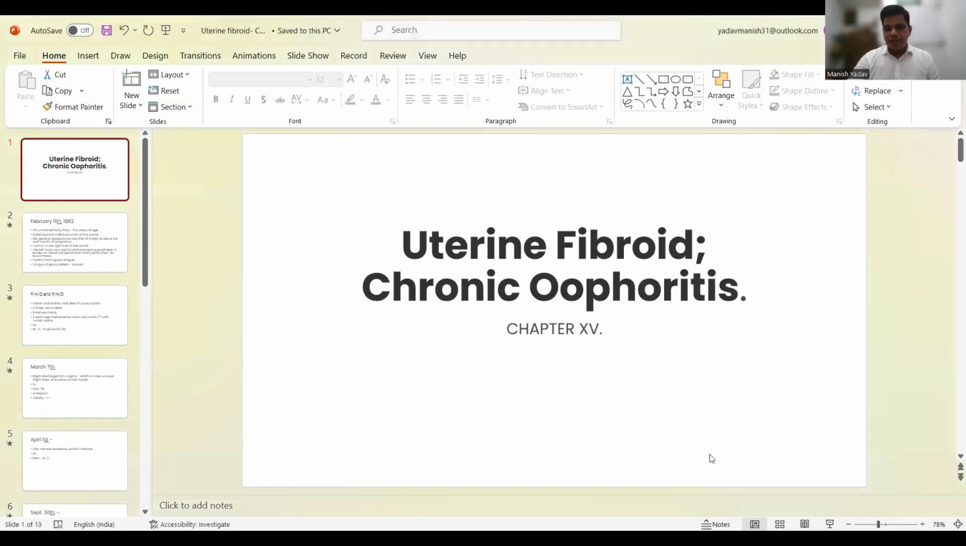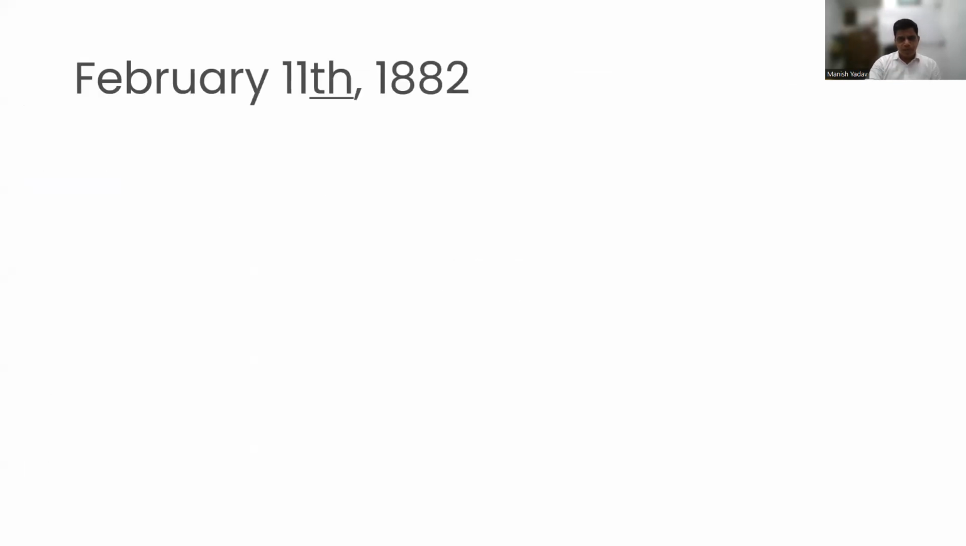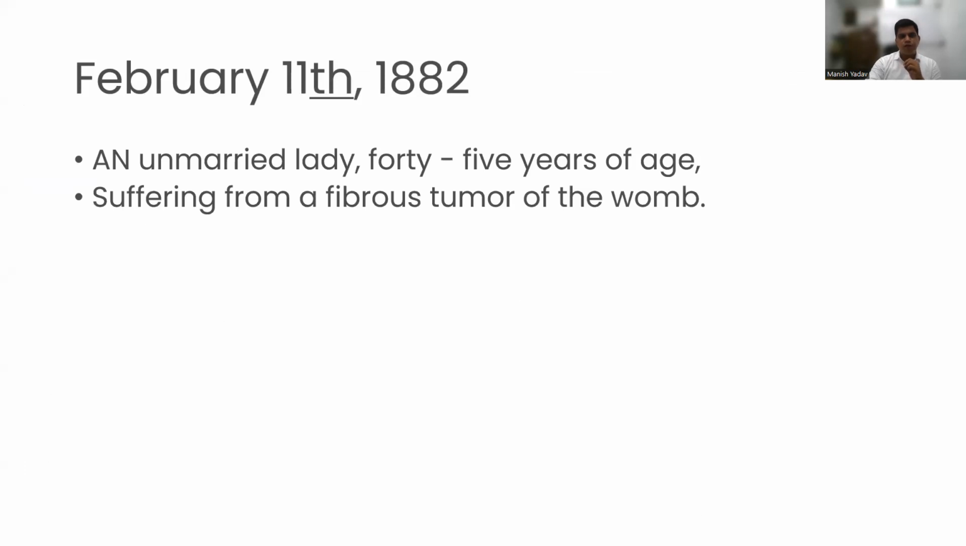So, uterine fibroid case. This patient comes in chapter number 15. You can find it in Curability of Tumors by Medicine by Burnett. 1882, 11th February, an unmarried lady, 45 years of age, comes to him, suffering from fibrous tumor of the womb. Meaning the lady has a fibroid tumor, a uterine fibroid tumor.